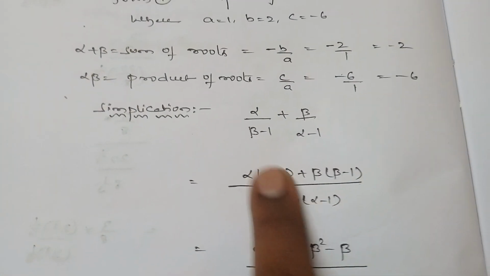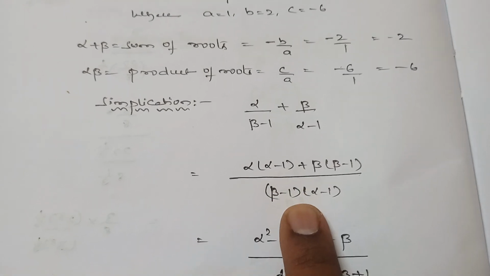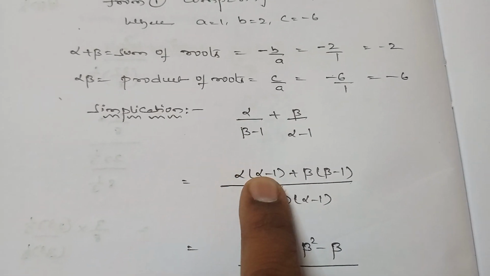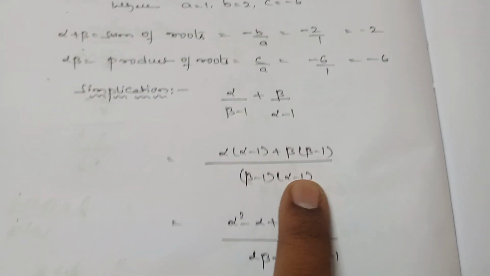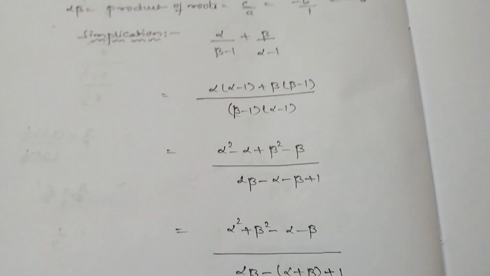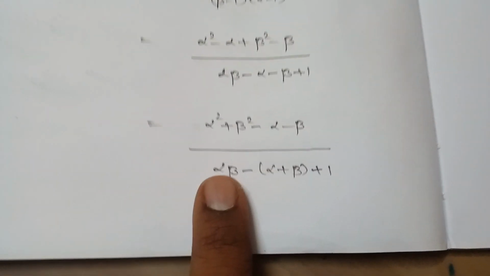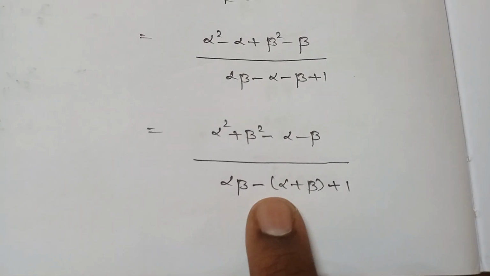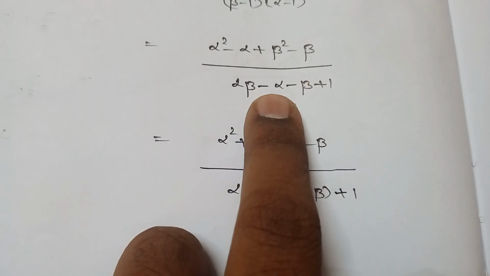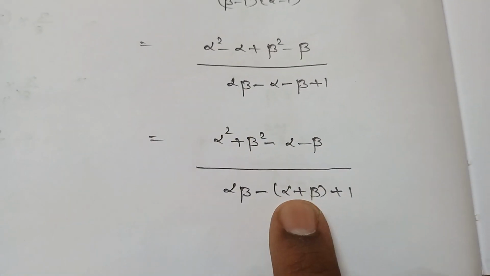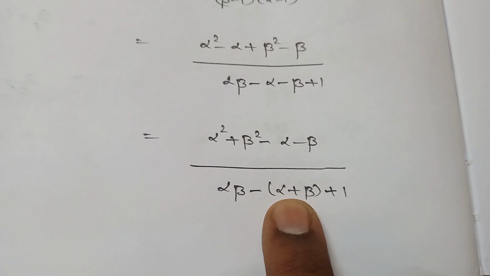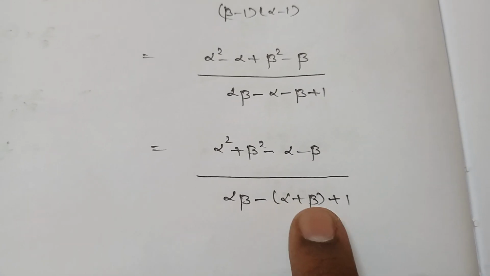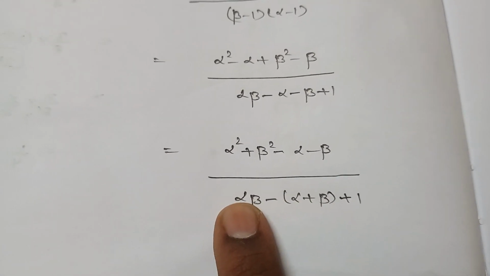So for the given expression, take the LCM. We get beta minus 1 and alpha minus 1. So we get alpha into alpha minus 1 plus beta into beta minus 1. Simplifying, we get alpha square plus beta square minus alpha minus beta, by alpha beta minus, here I took minus common, then it becomes alpha plus beta. Why I took minus? Because we need to convert in terms of alpha plus beta and alpha beta.